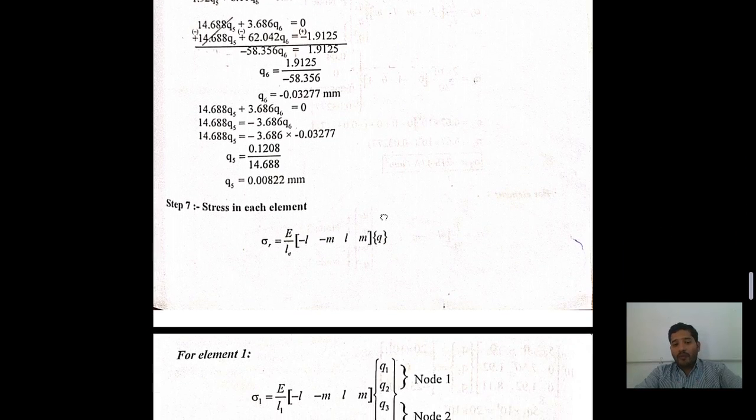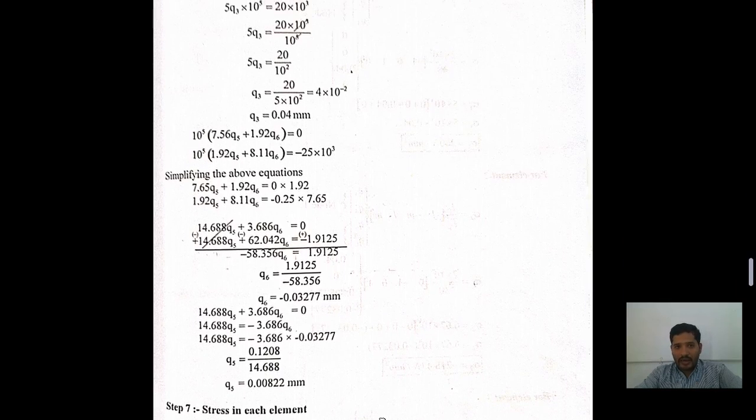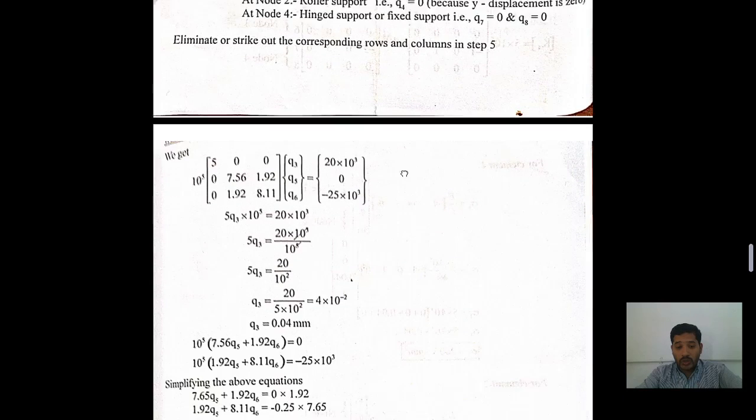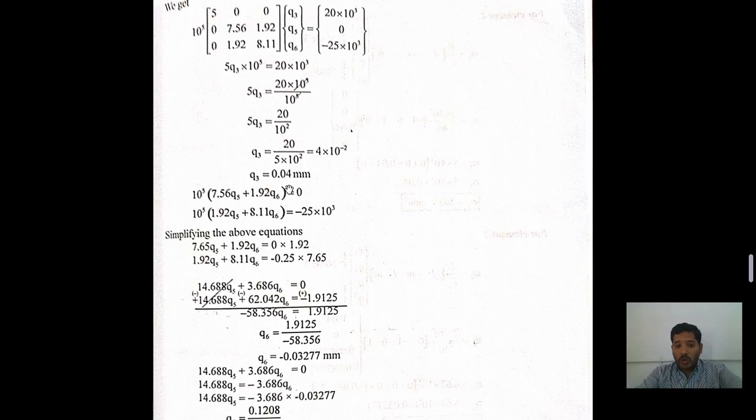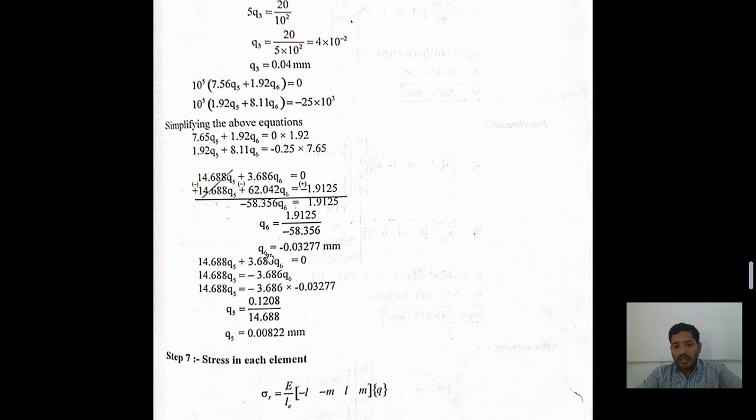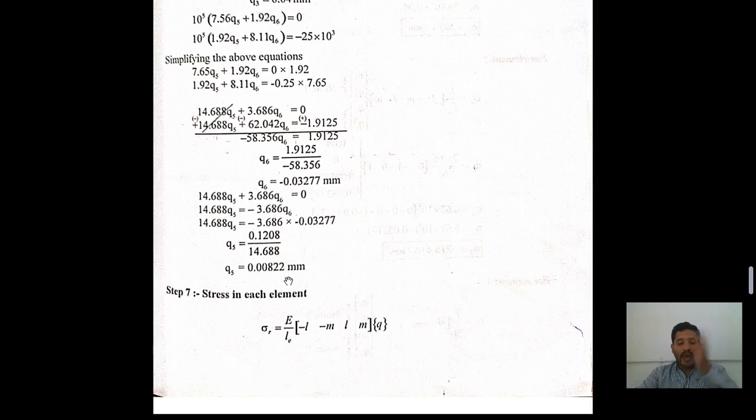After getting the value of Q5 and Q3 as well as Q6, clear? After that, because we know the value of Q1, Q2, Q3 is already cancelled. Is it right? Q1 is 0, Q2 also 0, Q4 also 0, Q7 also 0, Q8 also 0. We got the value of Q3 is 0.04 mm and we got the answer Q6 is minus 0.03277 mm, and Q4 value we got as 0.00822 mm.